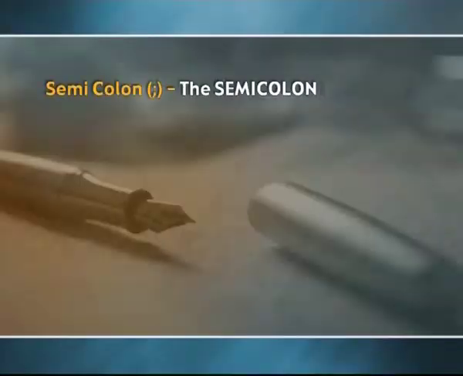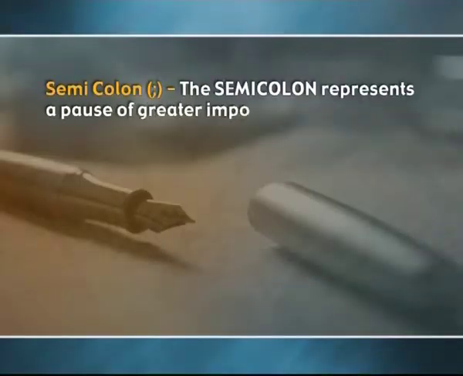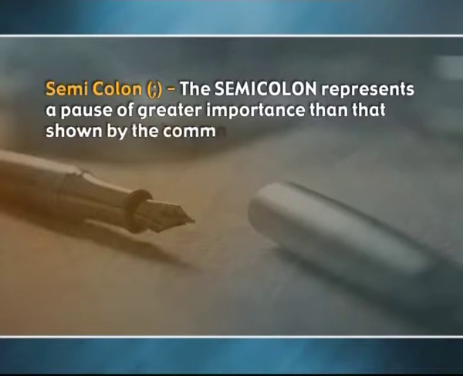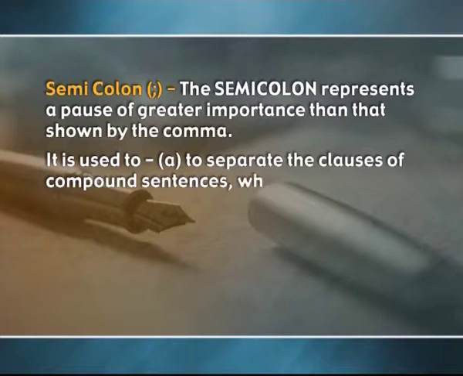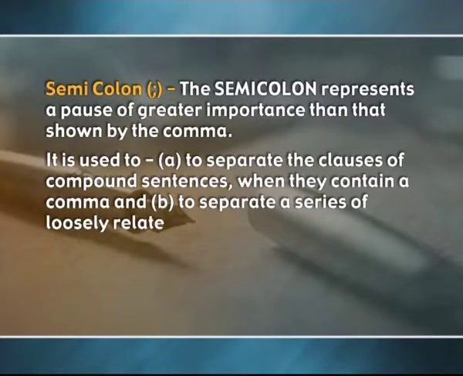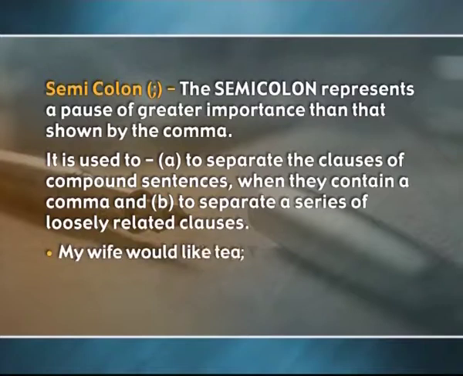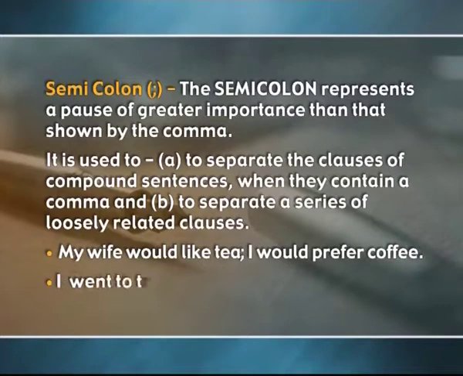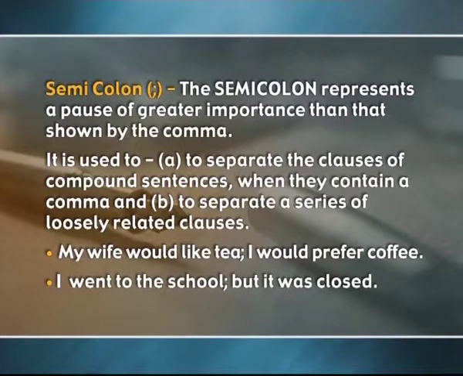Semicolon. The semicolon represents a pause of greater importance than that shown by the comma. It is used to A. To separate the clauses of compound sentences when they contain a comma, and B. To separate a series of loosely related clauses. Example, my wife would like tea; I would prefer coffee. I went to the school, but it was closed.